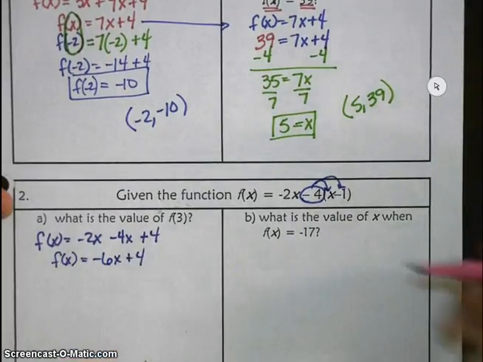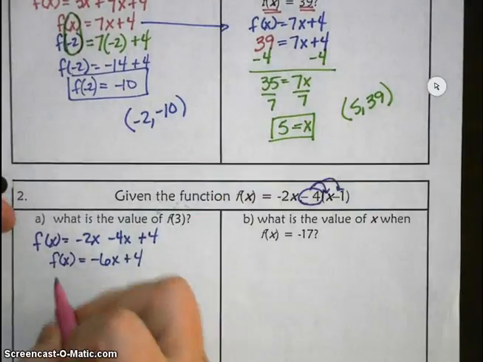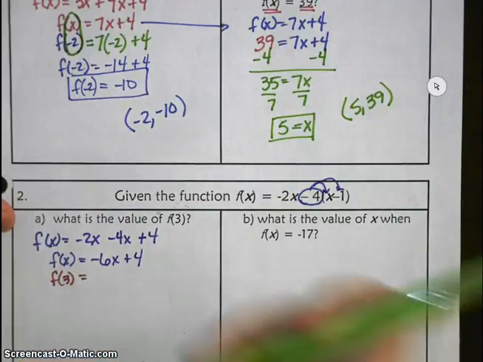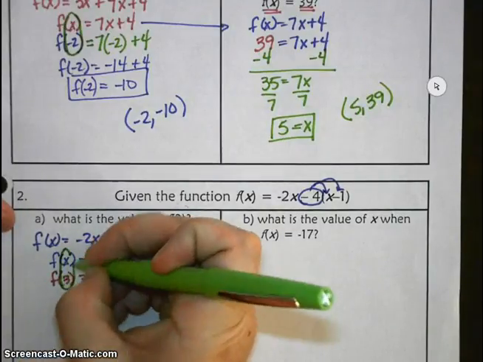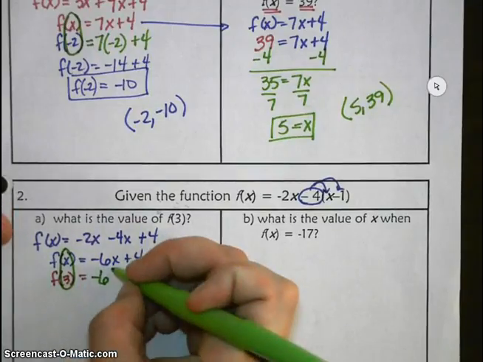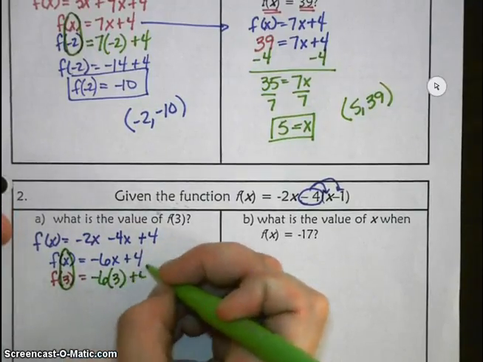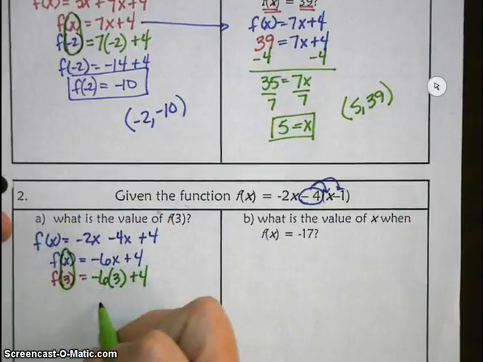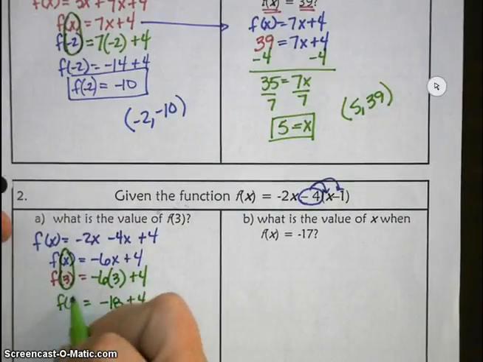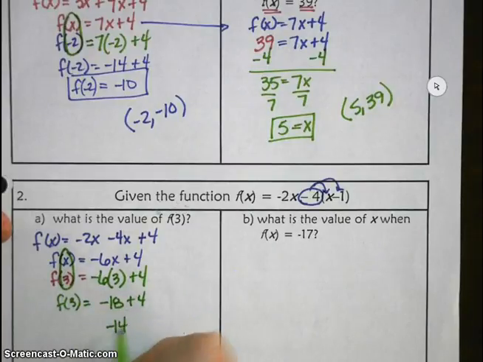Now they're asking me to find f of 3, so I'm going to line it up. f of 3. The f of 3 tells me they want me to plug in an x value of 3. So I'm going to say negative 6 times 3 plus 4. Negative 6 times 3 is negative 18, and negative 18 plus 4 is negative 14.